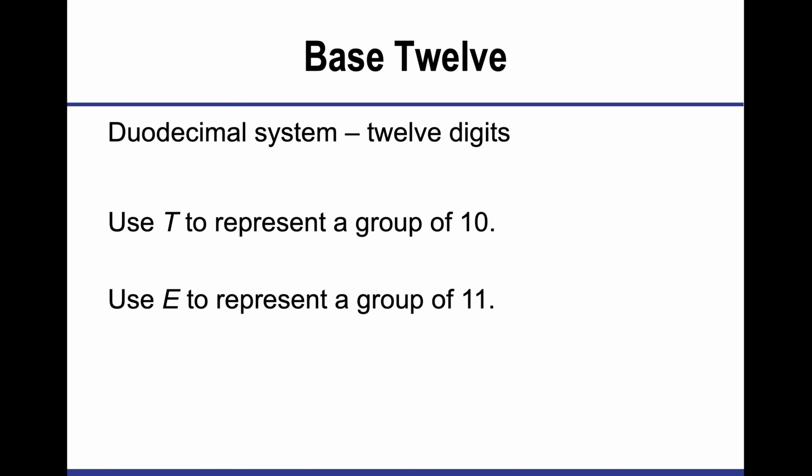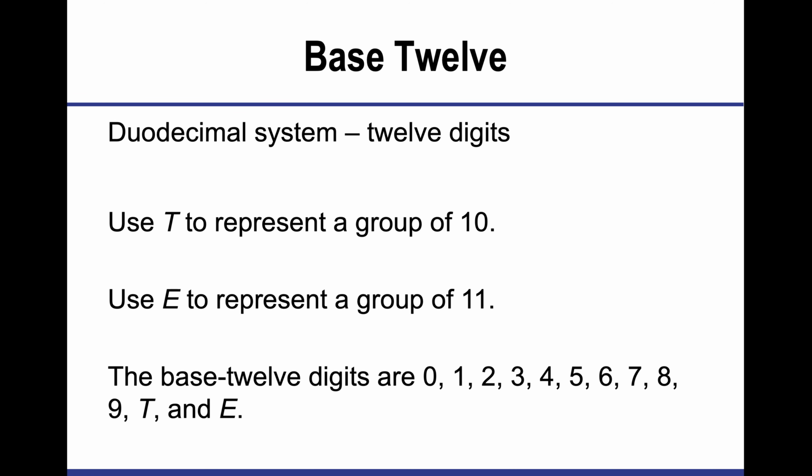If I have 12-digit systems, we will use a duodecimal system where T represents a group of 10, E represents a group of 11, and the base 12 digits go through T and E. So basically we're using regular numerals all the way until we hit 10. Then instead of writing 10, we're going to write T. Instead of writing 11, we're going to write E.